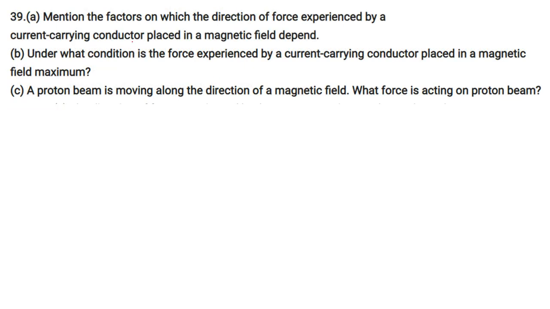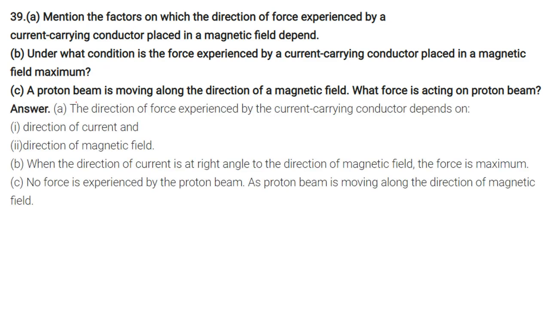Mention the factors on which the direction of force experienced by a current carrying conductor placed in a magnetic field depends. The direction of force experienced by the current carrying conductor depends on, first of all, the direction of current, that is I direction, and the direction of magnetic field. Under what condition is the force experienced by a current carrying conductor placed in a magnetic field maximum? When the direction of current is at right angle to the direction of magnetic field, then the force is maximum.